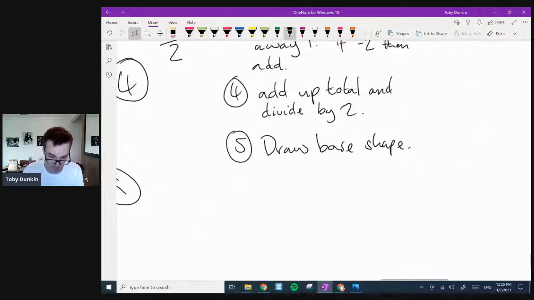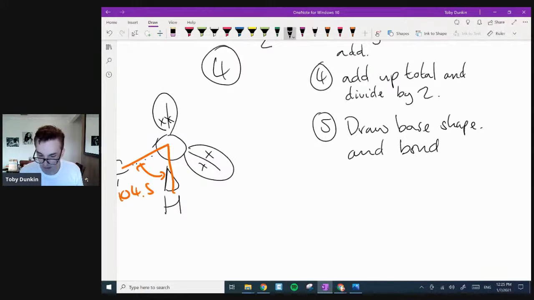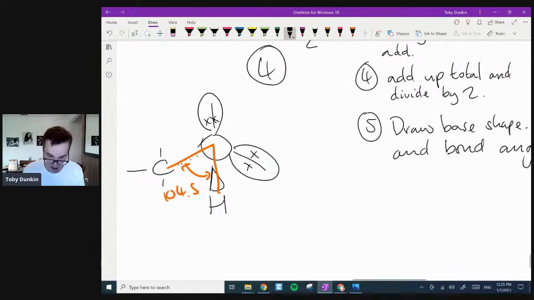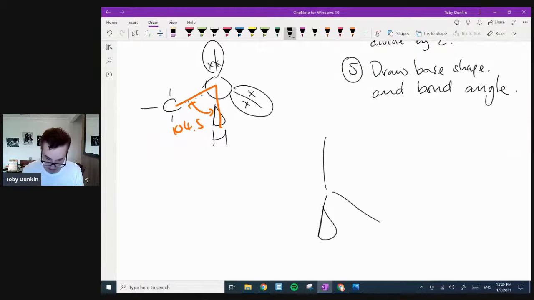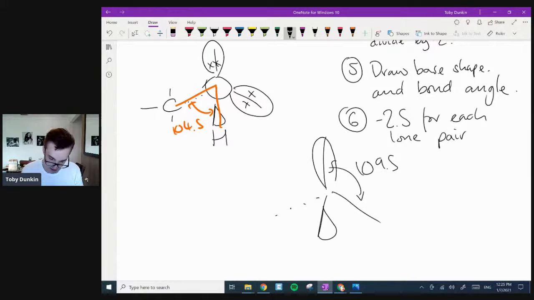Draw base shape. So by the way, draw base shape and bond angle. Because the original bond angle for tetrahedral, 1, 2, 3, 4, is 109.5. And then step number 6, minus 2.5 for each lone pair. So in this case, two lone pairs, minus 5, 104.5.